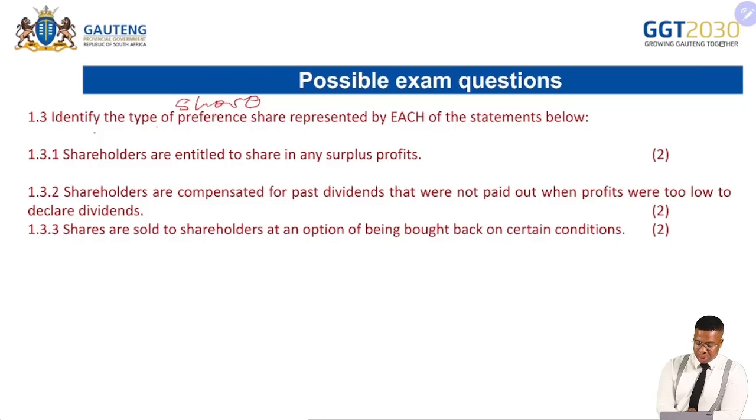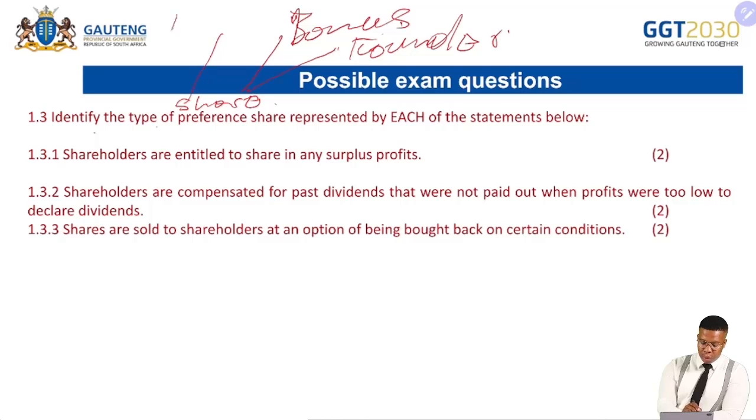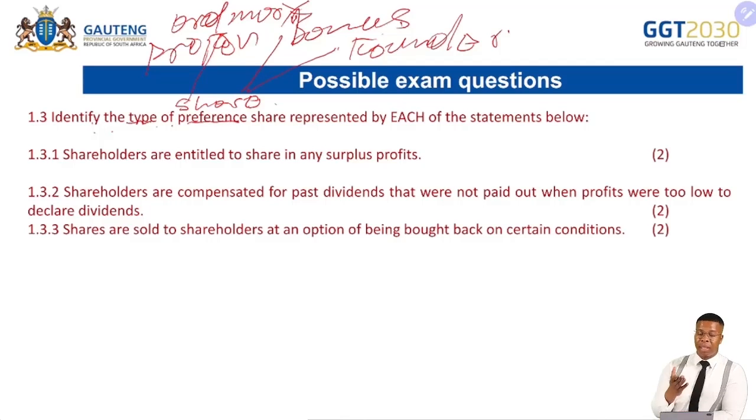And then when it says types of shares, it means we are looking for what? Bonus. We are looking for what? Founders. And we are also looking for ordinary and preference. So those are what now? Those are types of shares. But this question says now identify the type of preference. So this is your participating, non-participating, cumulative, non-cumulative, and then this is your redeemable, non-redeemable, convertible, and your non-convertible.